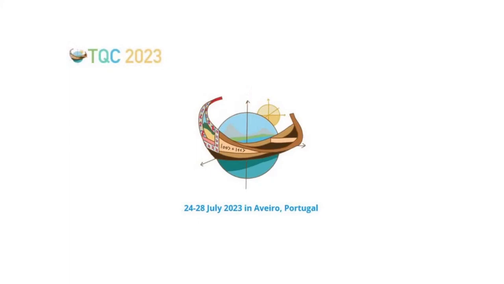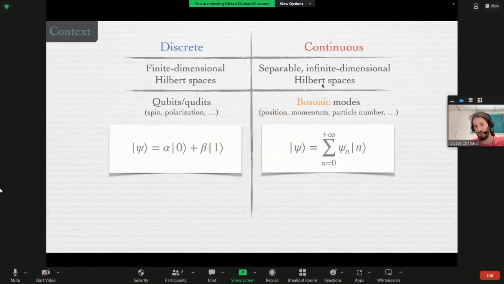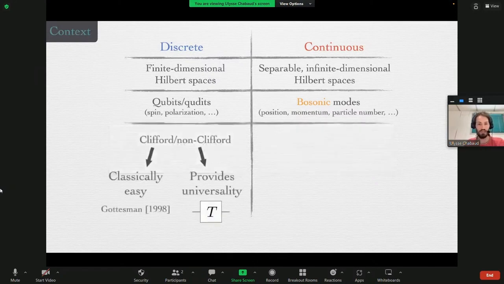Whereas in the continuous variable paradigm, we're dealing with infinite dimensional Hilbert spaces. Those Hilbert spaces are separable, which means they have a countable infinite basis. For example, in optics, you would hear of the particle number basis or the Fock basis. This paradigm lets you model continuous degrees of freedom of quantum systems in which you can encode information, like the position or the momentum of a particle. But you can also use this paradigm to describe discrete variables, and even infinite discrete variables like a particle number. There are a lot of similarities between those two paradigms.